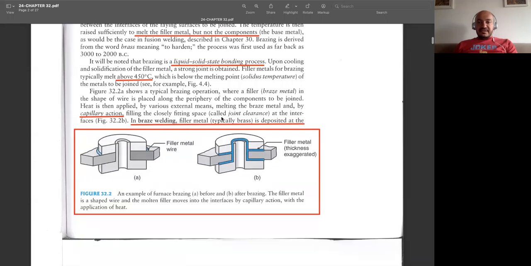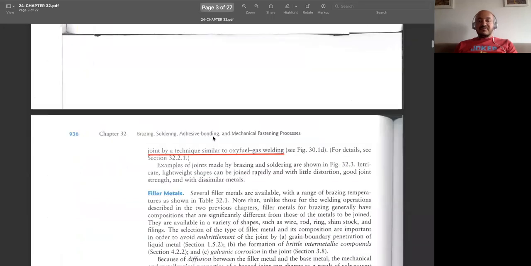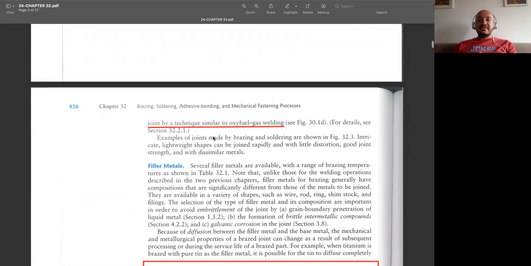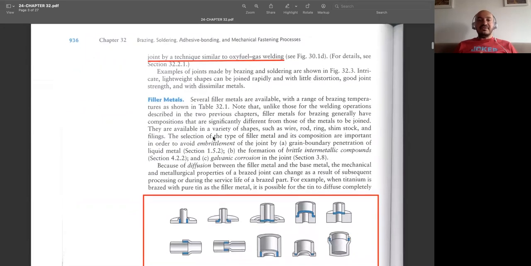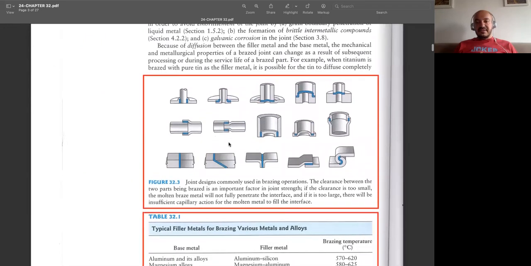And these are the things I discussed. So mostly for filler metal, we use brass, and with the help of heating, we melt it, and that brass will be going into the cavity with the help of capillary action, and after solidification, the joint is obtained. And here are some example designs for brazing. These are also similar to soldering.